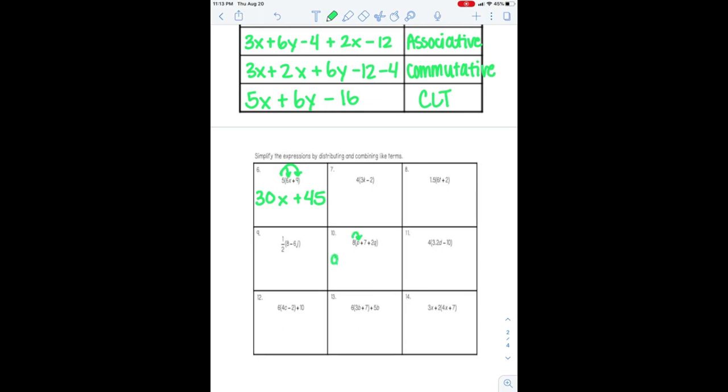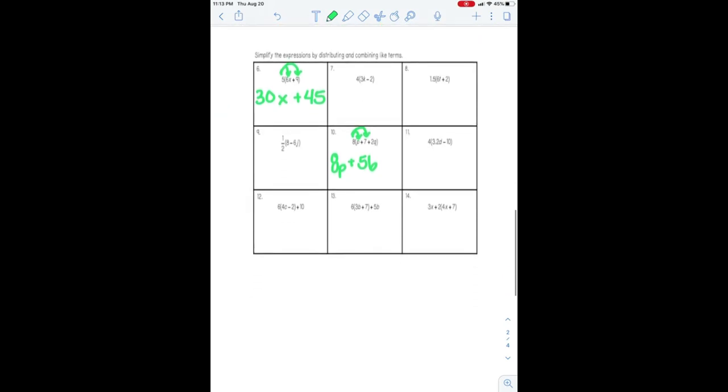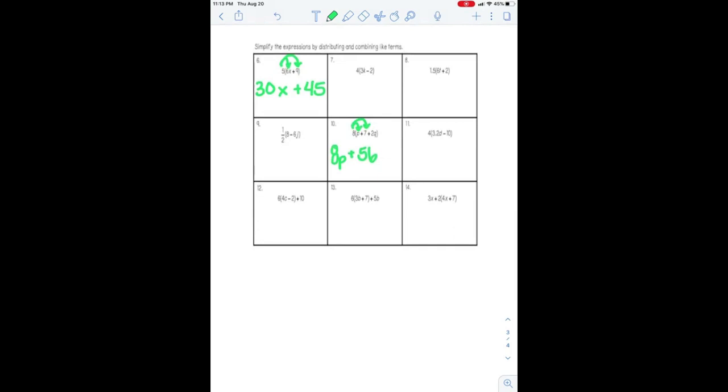Down here on number 10, I've got 8. I'm going to distribute that to my 1p to get 8p. Then I'm going to distribute the 8 to my +7 to get plus 56 because 8 times 7 is 56. And then I'm going to distribute the 8 to my plus 2q, which is going to give me plus 16q because 8 times 2 is 16. And down here, I'm just going to take you through all the work I did so you can see how each piece was found.